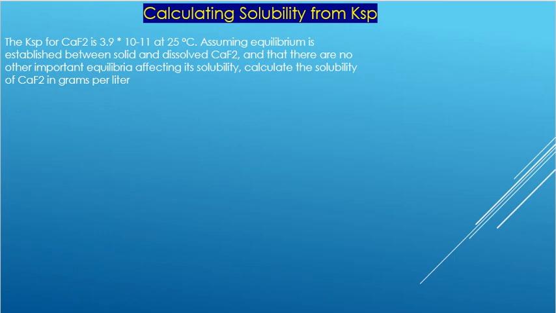Now we learn how to calculate solubility from KSP. They're saying the KSP for calcium fluoride is 3.9 multiplied by 10 to the power negative 11. So I think we can just write our datum. It's very important.